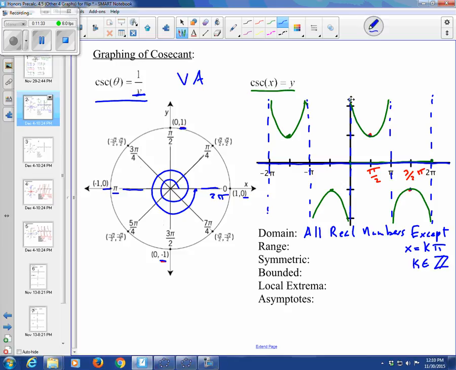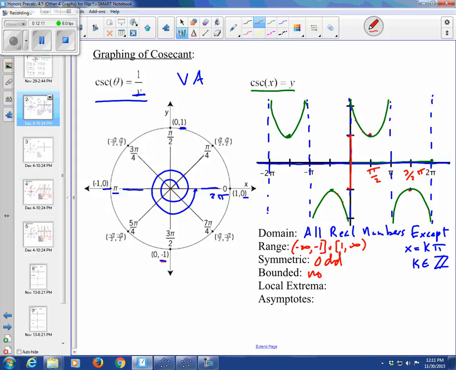The range is going to include all y values except for those y values between our local maxes and mins. So we can say the range would be from negative infinity to negative 1, where we have that local max, union with 1 to positive infinity. Are we symmetric? Well, we can see that we are getting points reflected across the origin, so that means that we are an odd function, symmetric with respect to the origin. We are unbounded, so for bounded, I'm just going to say no.